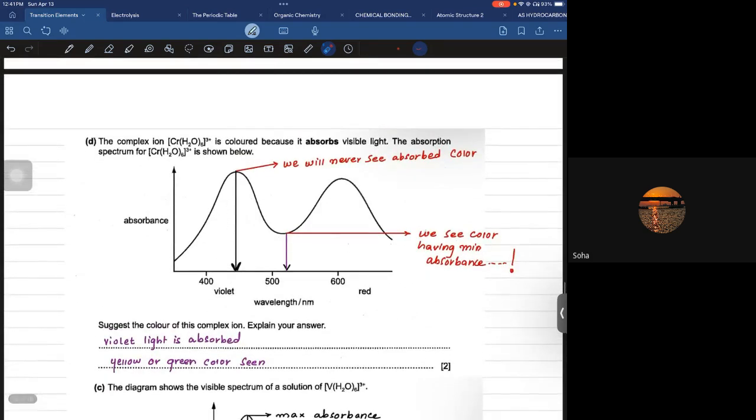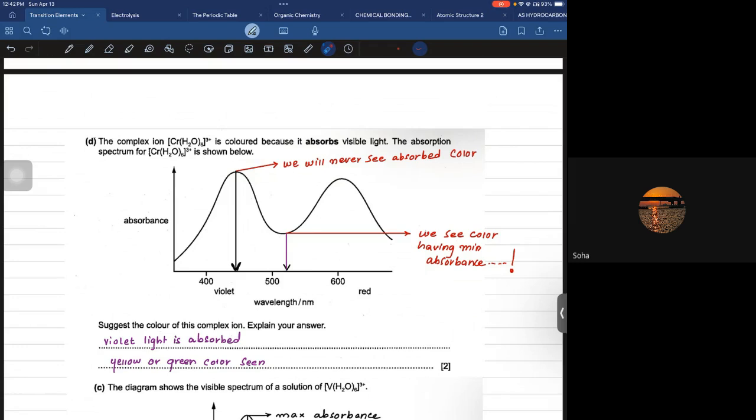You can see this question. The complex ion is colored because it absorbs visible light. The absorption spectrum for the chromium is shown below. You can see this is the maximum absorbance. The color which is absorbed by the metal complex, you can't see that color. We can only see the color which is being emitted by the metal complex. So we will never see the absorbed color.